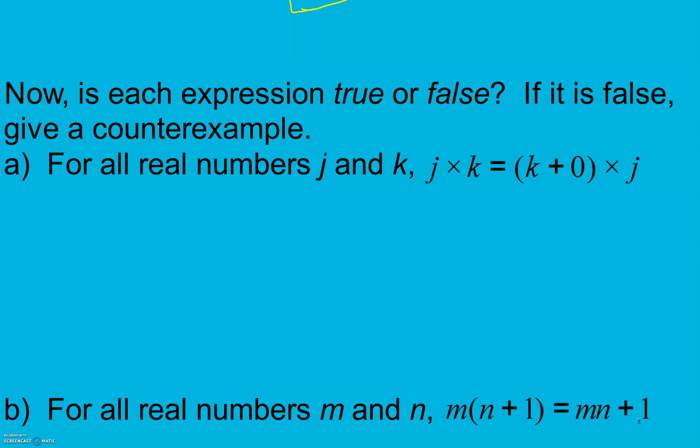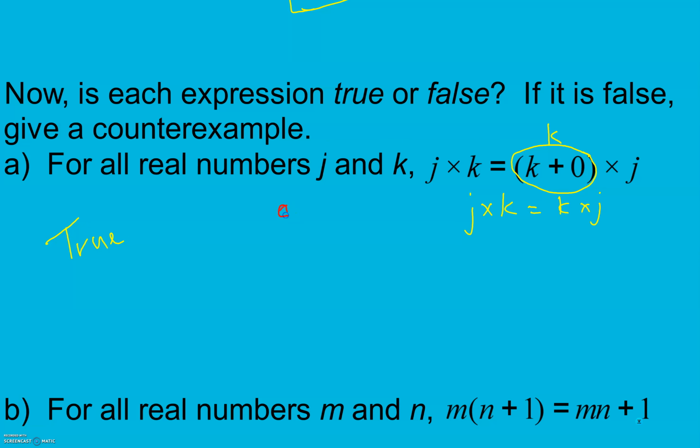Now, is each expression true or false? If it's false, give a counterexample. For all real numbers j and k, j times k equals the sum of k plus 0 and the sum of k and 0 times j. Well, using our properties, we know that k plus 0, anything plus 0, is just itself. That's our identity property. We also know that j times k equals k times j with our commutative property of multiplication. So it looks like this is going to be true, but let's plug in some values and check.